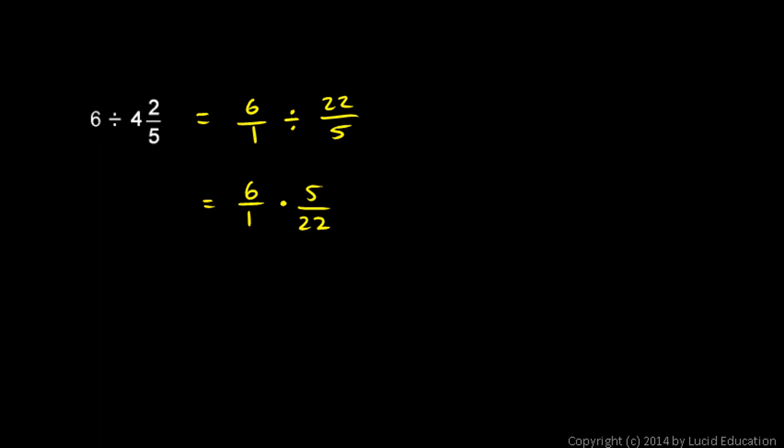And in this case, I can do a little bit of simplification. The 6 and the 22 can both be divided by 2, so the 6 will become a 3, and the 22 becomes an 11. And now I multiply. The numerator, 3 times 5 is 15, and the denominator, 1 times 11 is 11. So I get 15/11, which is the same as 1 4/11.